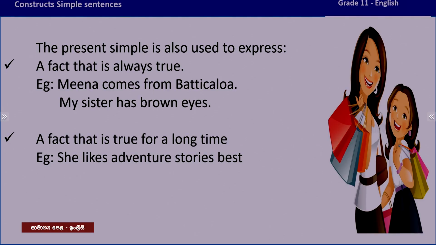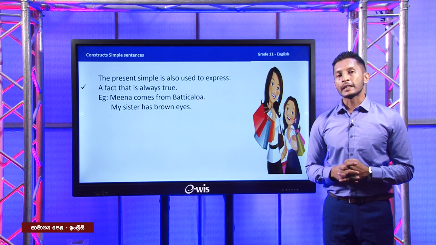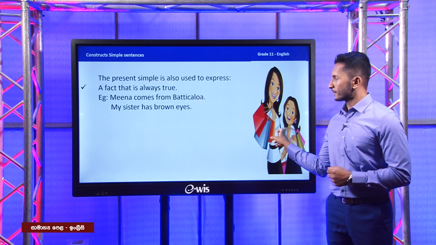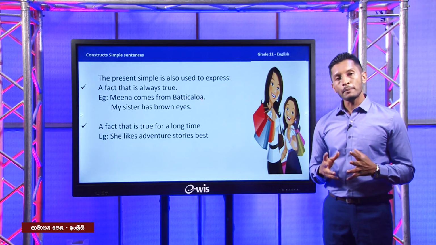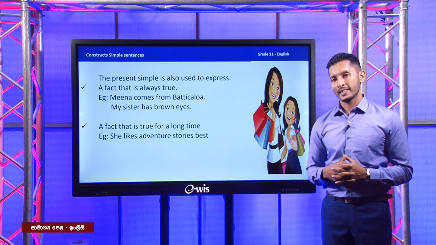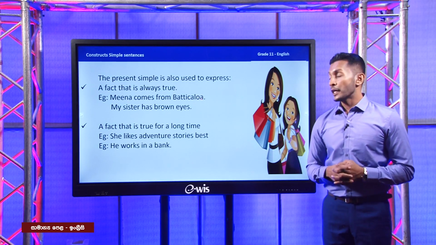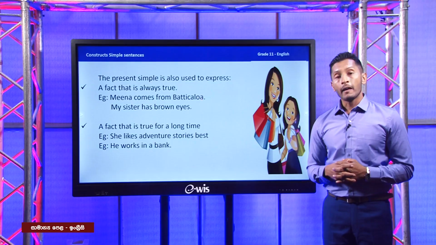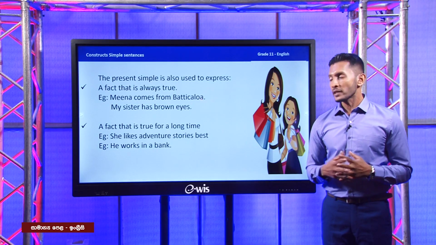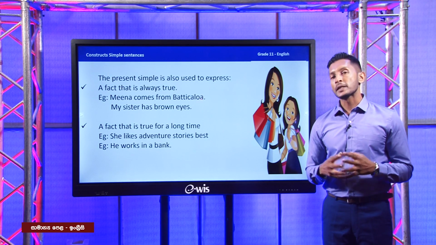We also use simple present to talk about facts that are true for a long time. Look at the example. She likes adventure stories best. She likes adventure stories for a long time. Perhaps in the future she will like something else. He works in a bank. He works in a bank for a long time. We don't know the future, perhaps he will change the job. But for a long time, he works in a bank. So we use simple present tense.